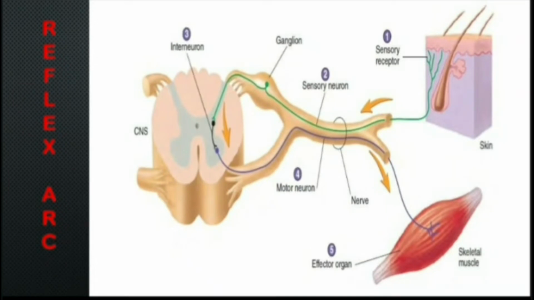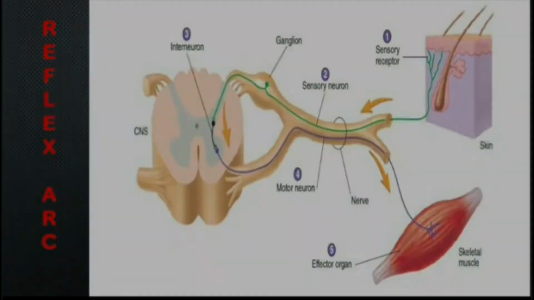As we can see in the picture, a reflex arc has 5 components. The first one is the sensory receptor, or our skin. Second is the sensory neuron. Third is the interneuron. Fourth is the motor neuron. And the last one is the effector organ, which is our skeletal muscle.